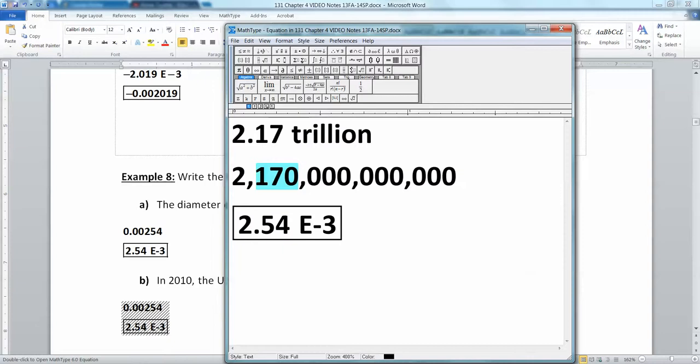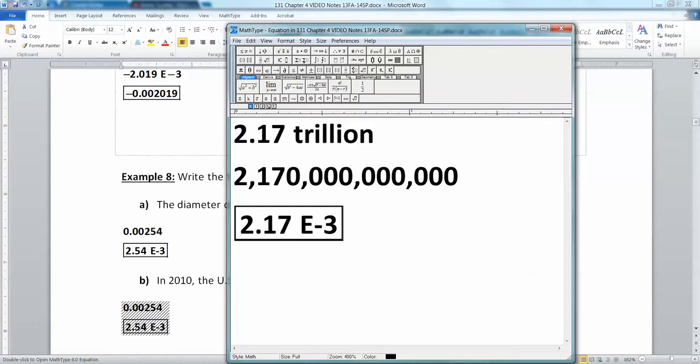So what is that? That's 2.17 E. Now, how many decimal spots over are we? The decimal spot's now here after the end of this last zero we have. It's really 0.0, right? So you need to move it 3, 6, 9, 10, 11, 12 spots over. So 12.